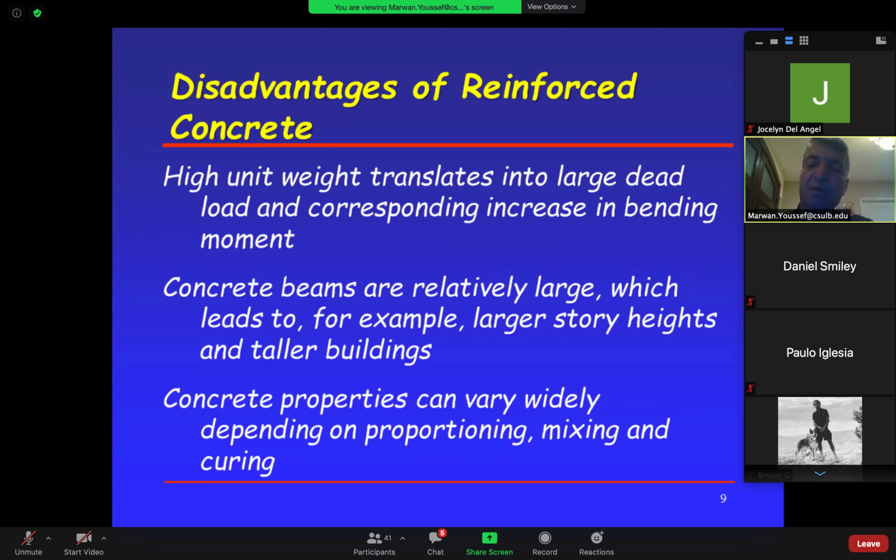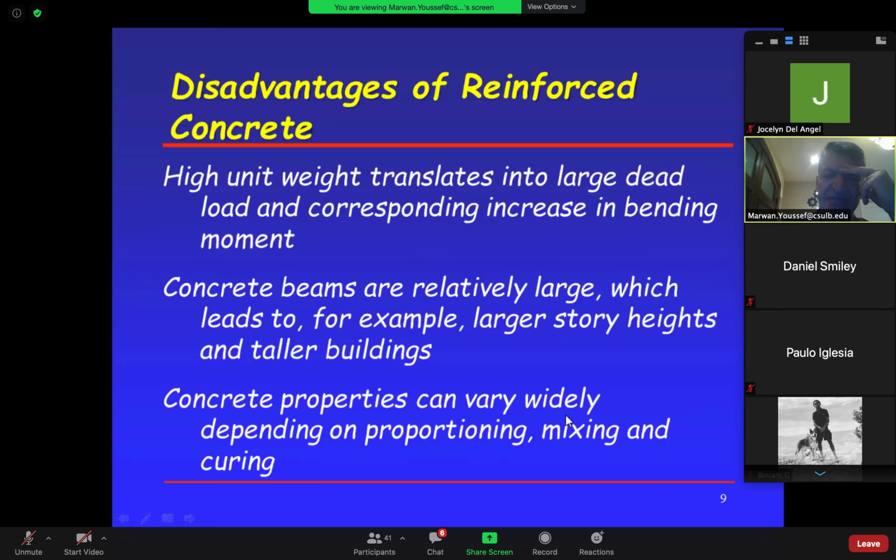In steel, for example, structural steel buildings are known to be lighter structures than concrete, absolutely lighter. The weight of the steel structure is much lighter than the concrete structure. Why? Because if you go 36 inches with a concrete deep beam, in structural steel you can probably get away with a 24. All right? Because the densities are different, and we'll talk about that. All right, so larger story heights and taller buildings.